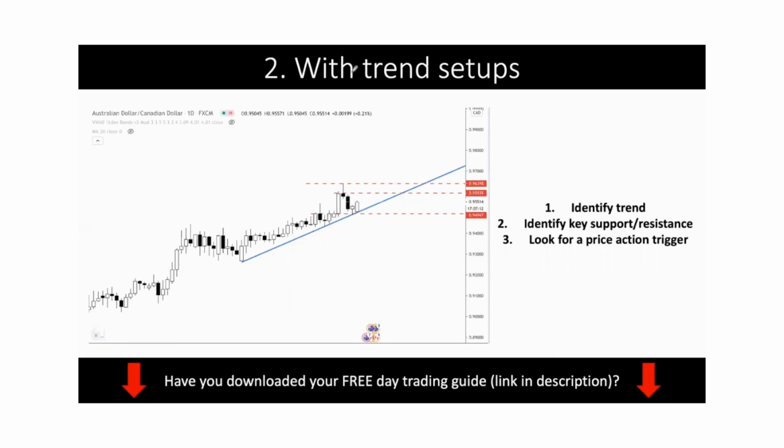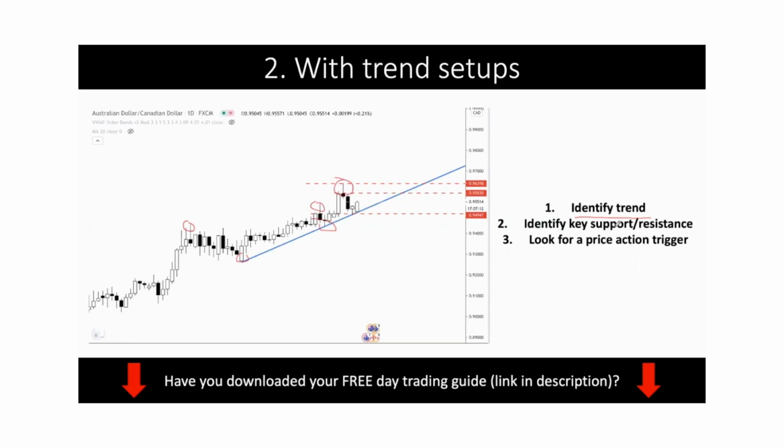Okay, so back to this, the with-trend setup involves three basic steps. The first one is you want to identify the trend. Trend is just looking at a series of higher highs and higher lows, or in a bearish trend, lower lows and lower highs. Again, this is taught in the 3-day trading guide, so make sure you check that out. In this case, we have an uptrend because you have a high, a low, a higher high, a higher low, and a higher high. So a very clear-cut uptrend.